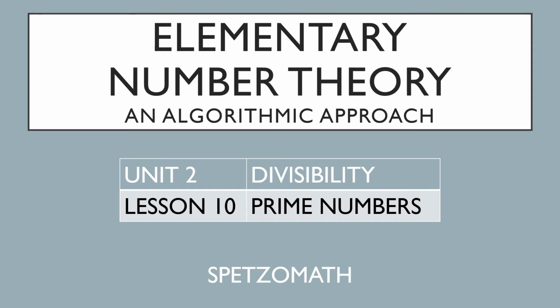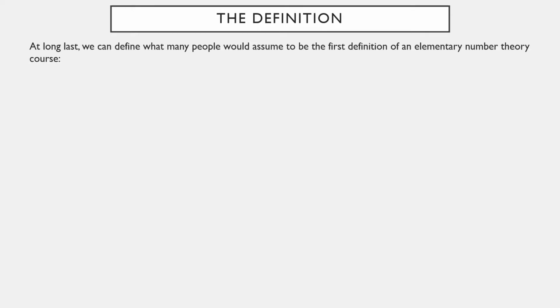Well, finally, in lesson 10 of Unit 2, we are getting to the topic of prime numbers. So finally, we can do what a lot of people kind of assume comes first in a number theory course. We can define what a prime number is. So an integer is said to be prime if two conditions are satisfied.